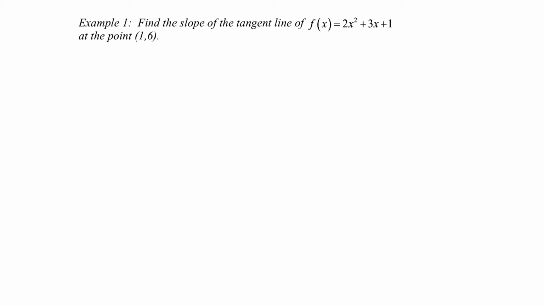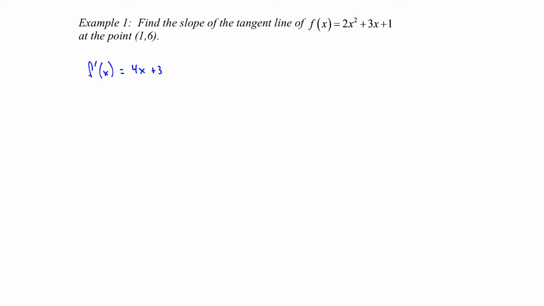So now the question is, how do we use that? All right, so let's take a look. Find the slope of the tangent line of f of x equals 2x squared plus 3x plus 1 at the point 1 comma 6. So what do we need to do? Well, the derivative helps us identify what the slope is at any given point. So what do we want to do at the point 1 comma 6? Well, let's go ahead and find the derivative first, of the original function. So the derivative of f of x would be 4x plus 3 and then plus 0. So the derivative of a quadratic is linear.